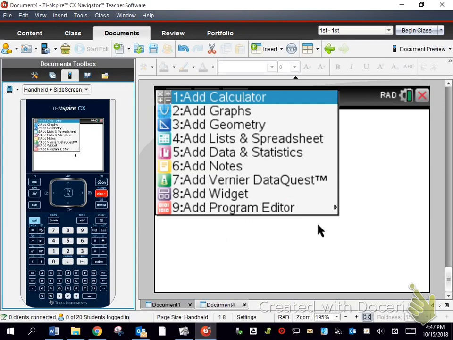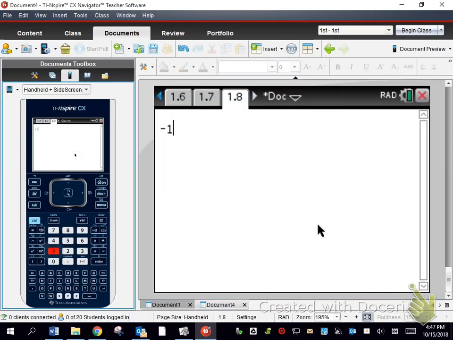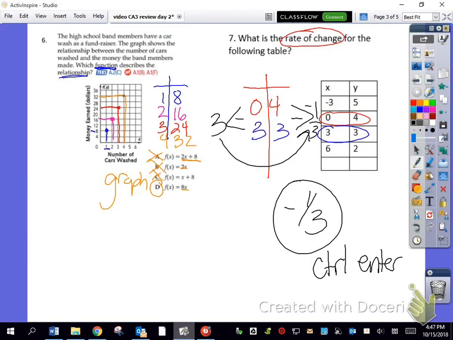Control Doc and go to 1. So you have -1 divided by 3. Look for that answer. If they don't have it, hit Control Enter, and there's your -0.3 repeating. So if you don't see the fraction, then change it to a decimal and see which one it is.